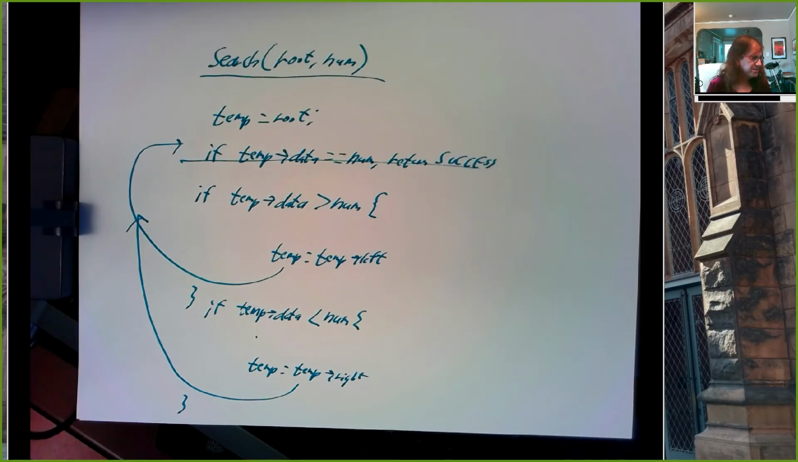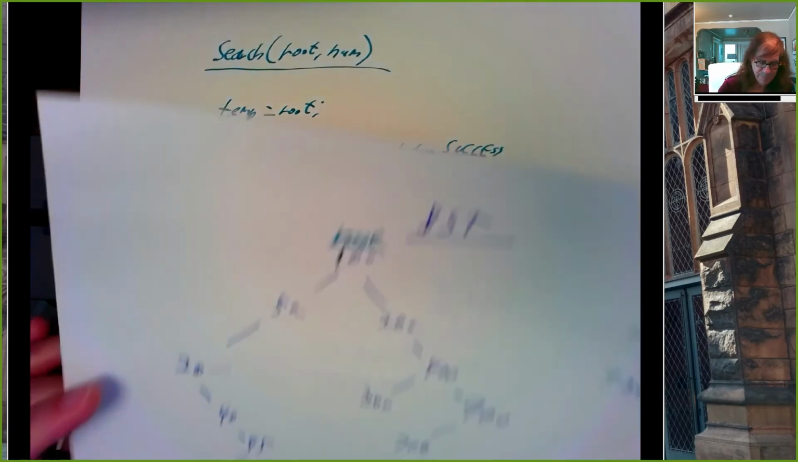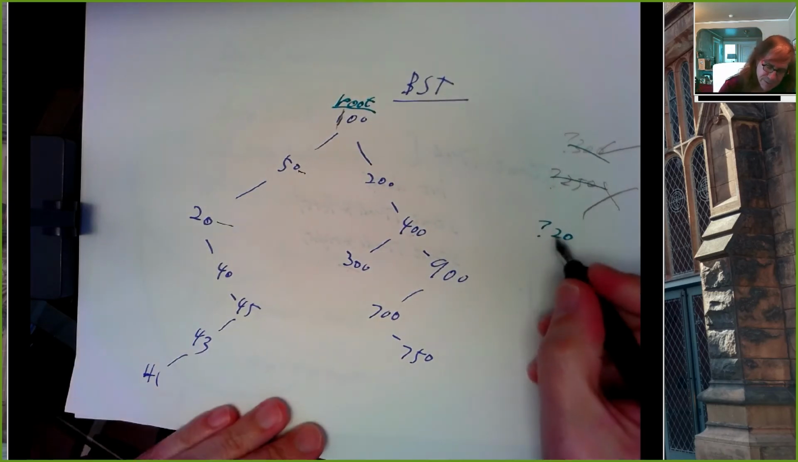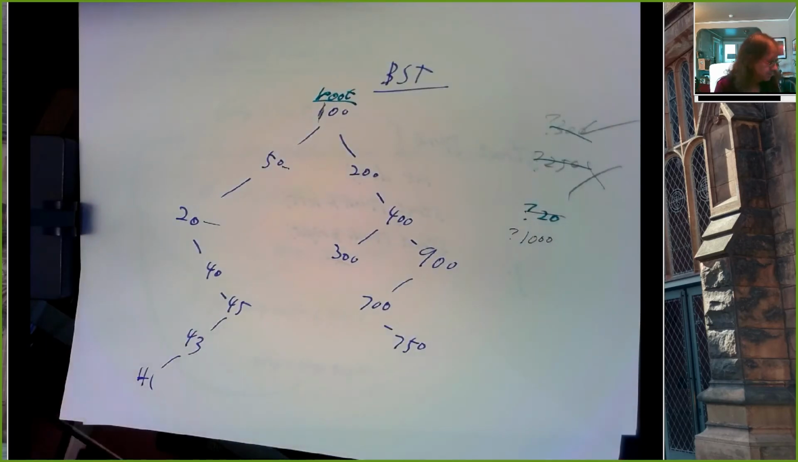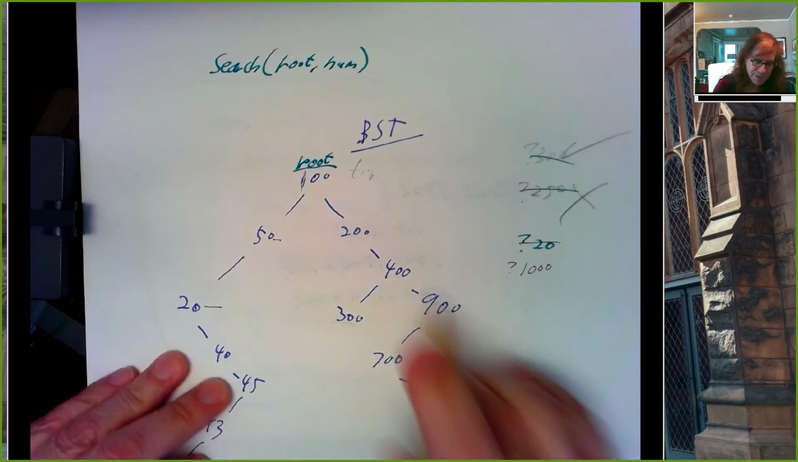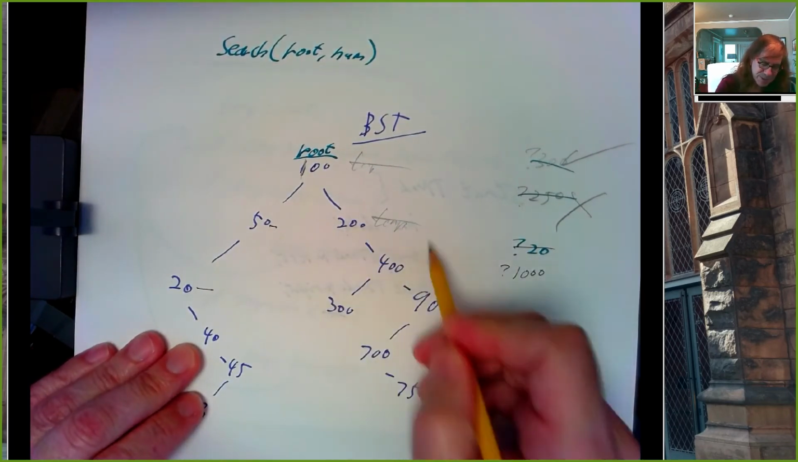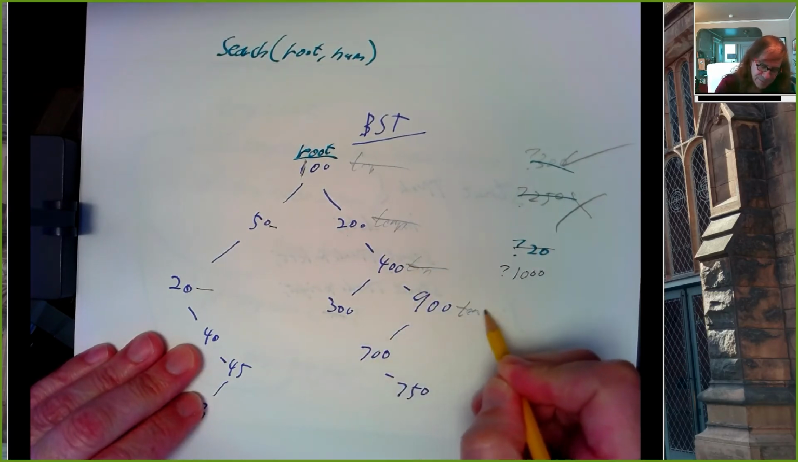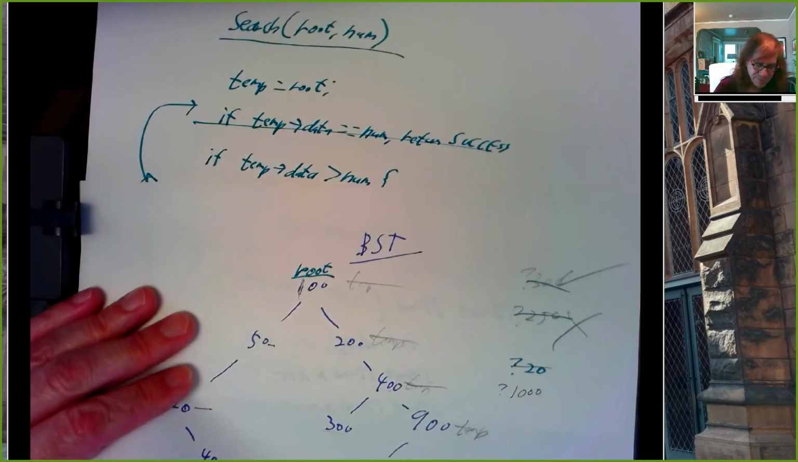If the number's not in the tree, something's going to end up being equal to null. Suppose I'm searching for 1,000. I'm going to start off with temp equal to here. 1,000 is bigger than that, so I'm going to change temp to be here. 1,000 is bigger than that, so I'll change temp to be this. 1,000 is bigger than that, so I'll set temp equal to temp right and go back up here.